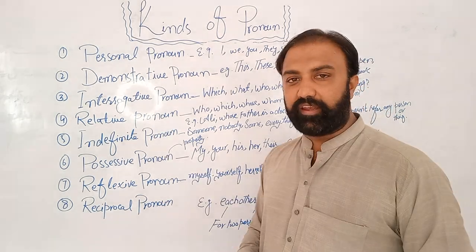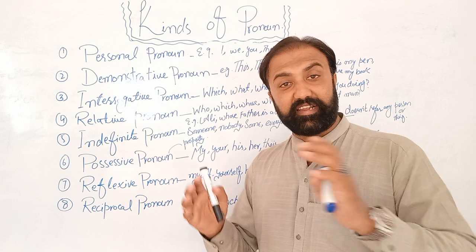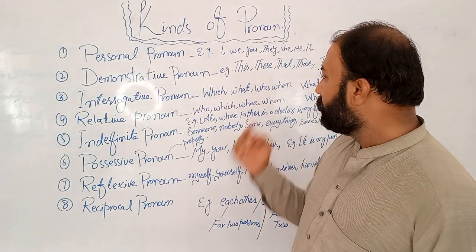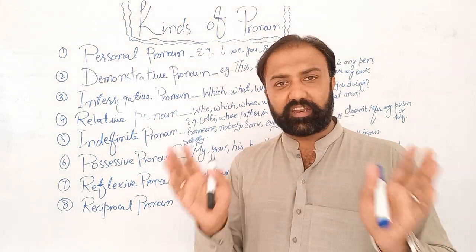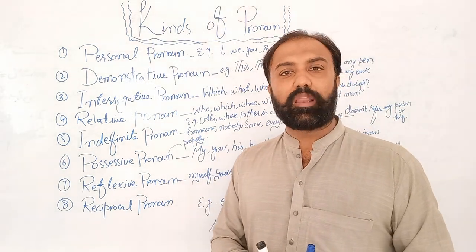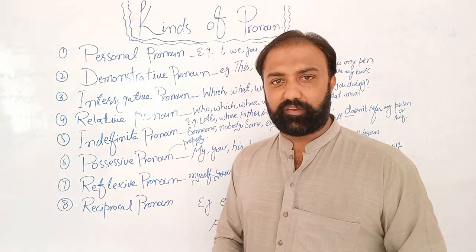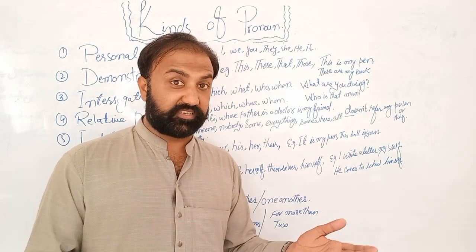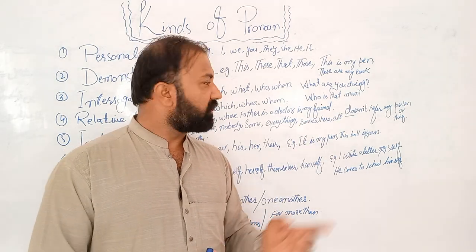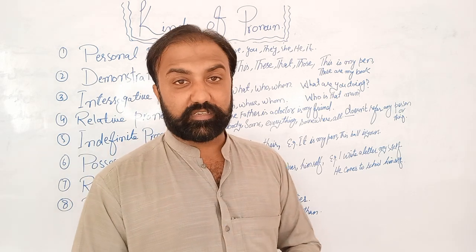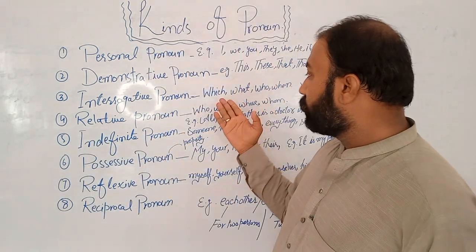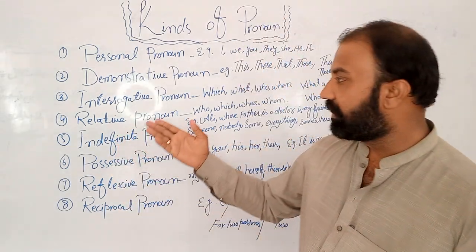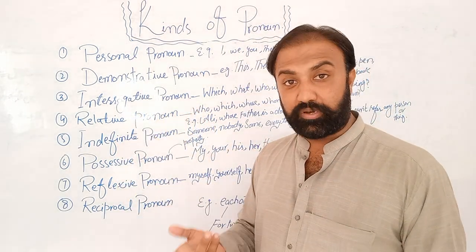The third one is the interrogative pronoun. The word interrogate depicts itself. Interrogative means when we ask questions, for example, which, what, who, and when. These are a few interrogative pronouns that we use while we ask questions of people. For example, what are you doing? Asking the person what he is doing. Similarly, who is that man? These WH words start with W and H. So these are called the interrogative pronouns.